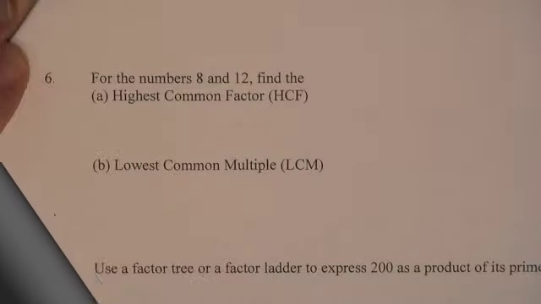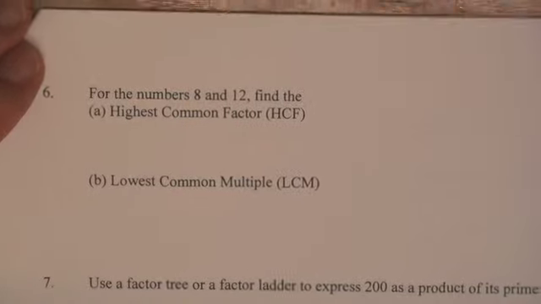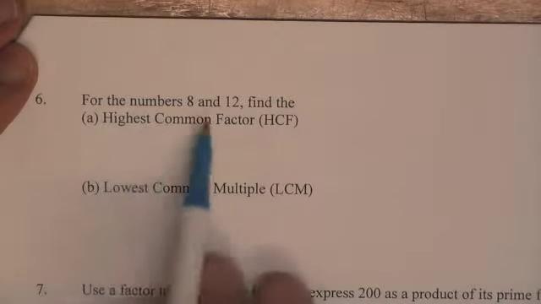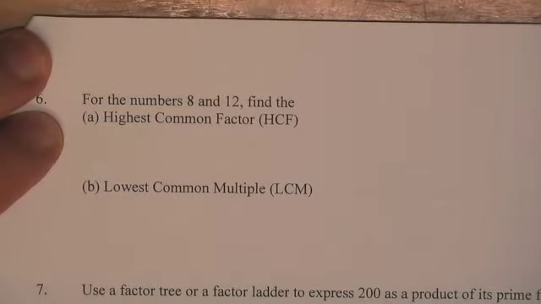Page 2 of the Year 8 test for 2008, Term 1, Test 3. I'm on the second page of the main test. The question says, for the numbers 8 and 12, find the highest common factor. Well, let's list out the factors of 8 and 12.